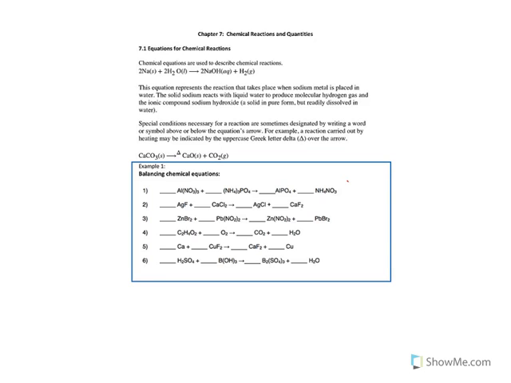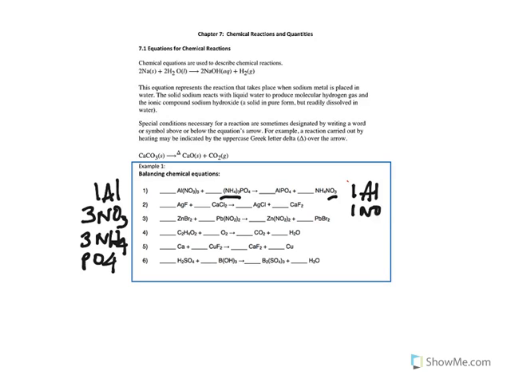Let's take a look at some practice examples of this. In the first equation, you have aluminum and nitrate, aluminum nitrate. You have 1 aluminum on the left, 1 aluminum. You have 3 nitrates on the left, 3 NO3s. You have 3 ammoniums, 3 NH4s, and 1 PO4. On the right-hand side, we have 1 aluminum, we have 1 NO3, we have, let's see here, 1 NH4, and we have 1 PO4.